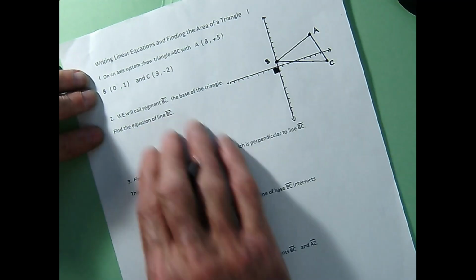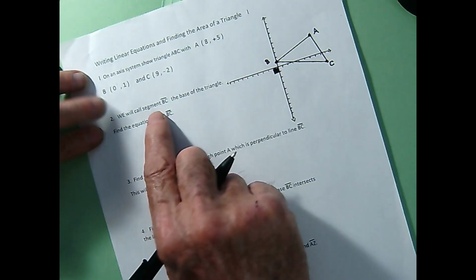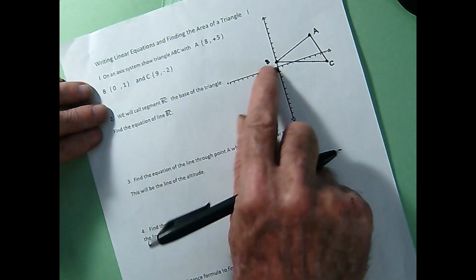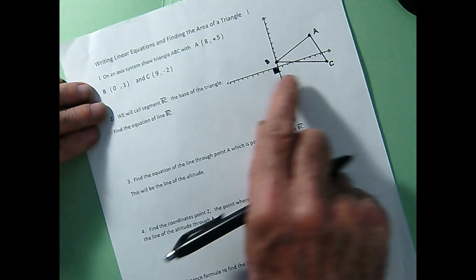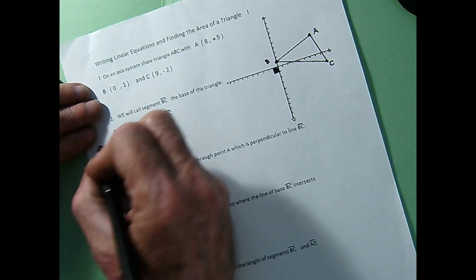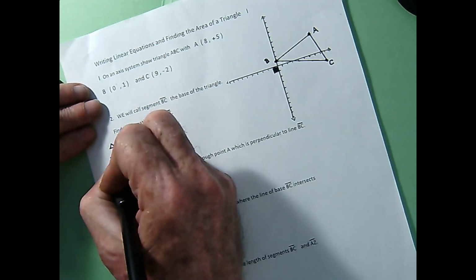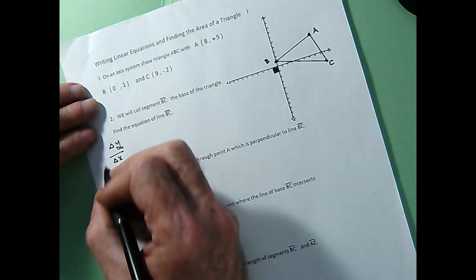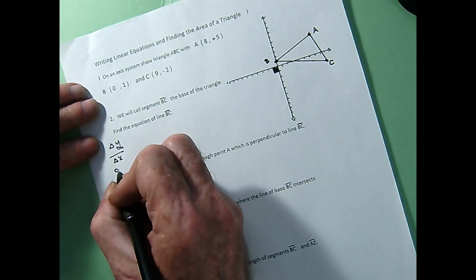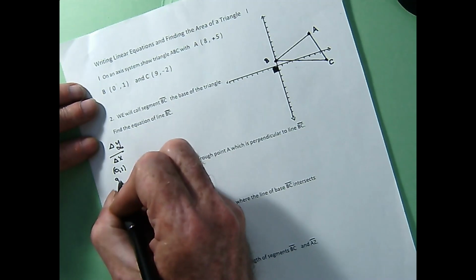But here we go, to go through that process to find the area of triangle ABC. We're going to call segment BC the base of this triangle. And we're going to find the equation of that line BC. The first thing anybody needs when they're ever going to find an equation of a line is the slope. So let's go with delta y over delta x. And we're going from B to C, which was at 0, 1, that's point B. And C is at 9, -2.